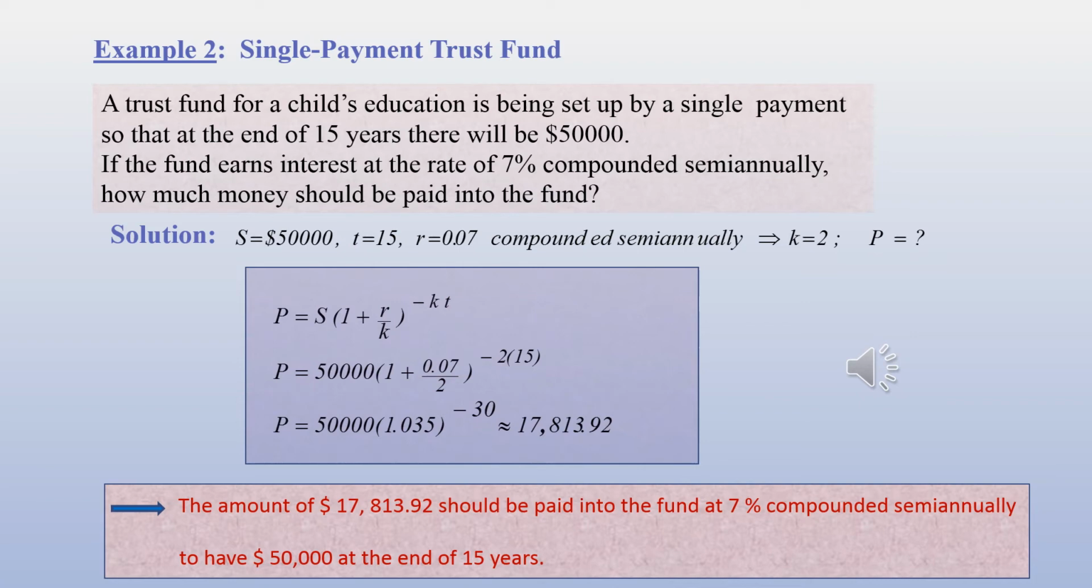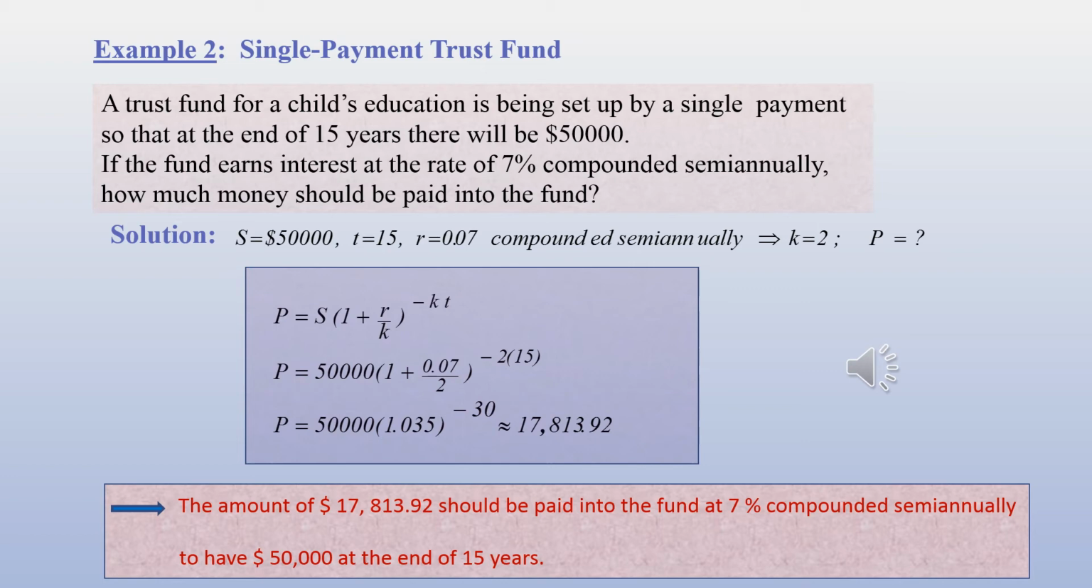Example 2. Single Payment Trust Fund. A trust fund for a child's education is being set up by a single payment so that at the end of 15 years, there will be $50,000. If the fund earns interest at the rate of 7% compounded semi-annually, how much money should be paid into the fund?